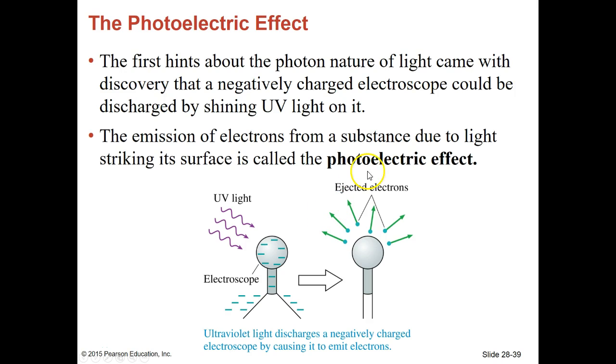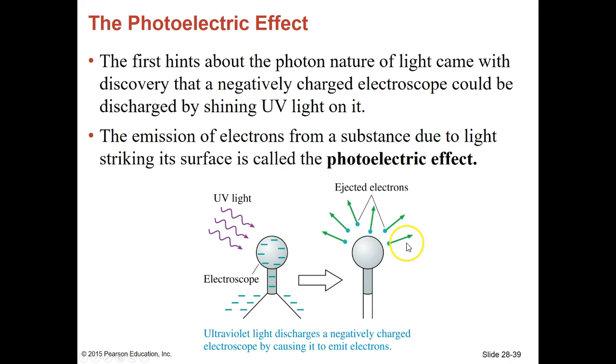So the first hints about the photon nature of light came with a discovery that they made when they were using an electroscope and they had some UV light shine on that electroscope. When the UV light was incident on this little ball on the end of the electroscope, and then they removed the UV light, they noticed that these two charged plates would actually come together, which means that they've got to be losing the charge, or the charge has got to be moving away from the ends.